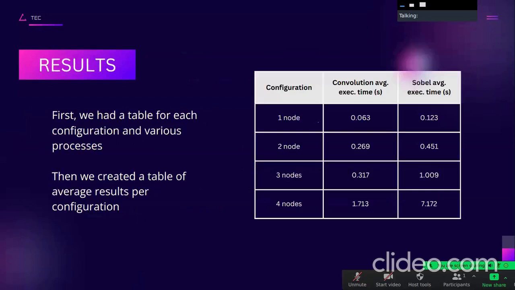Thank you. Our results involved a table for each configuration used. Then, we calculated average execution times for each configuration and algorithm, which is what we can see in this table. Based on these numbers, the convolution algorithm presented the smallest average execution time in every configuration, whereas the Sobel algorithm presented the highest average execution time. This also demonstrates that increasing the number of nodes in a cluster does not necessarily translate into better performance due to overhead and hardware differences inside the test machines.